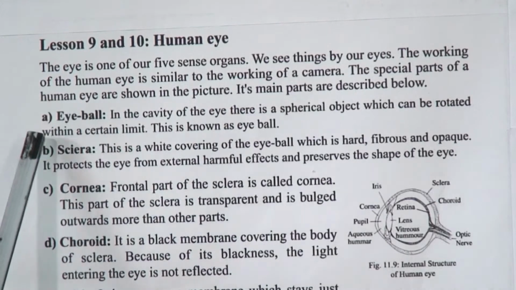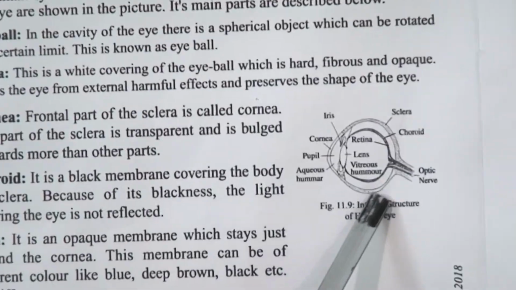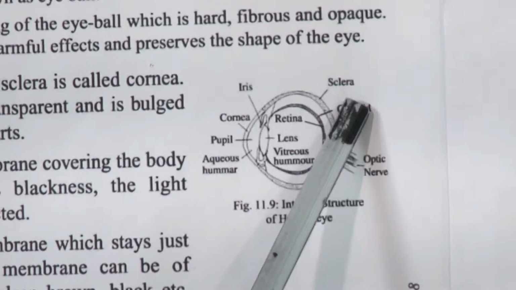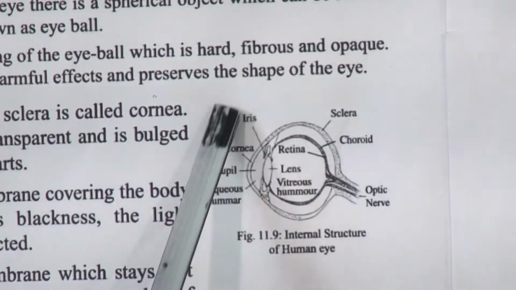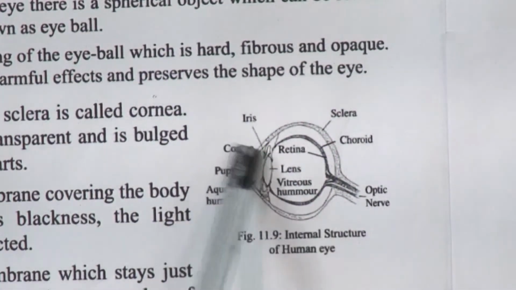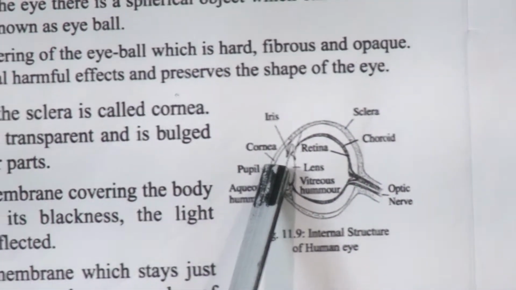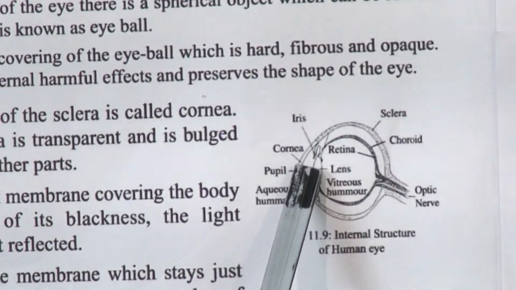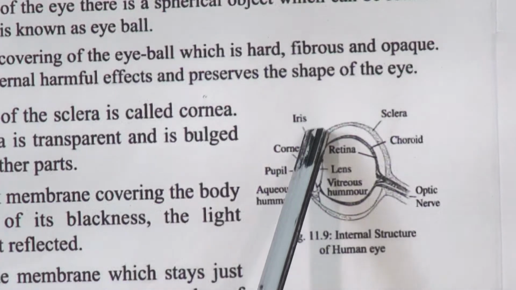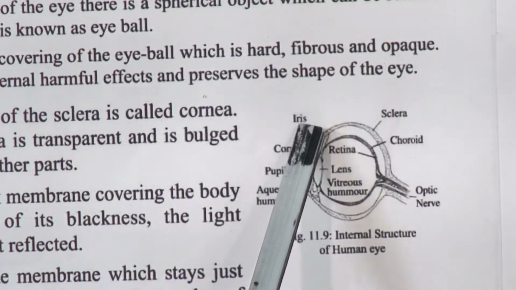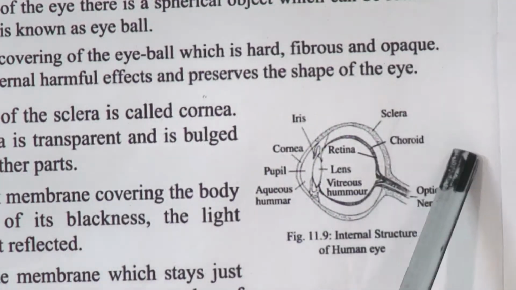Dear students, we have discussed our eye. This is the picture of the eye when you read in class 6. You get it in sensory organs. And look, this is the picture of the internal structure of the eye. This is the outer part. This part is called pupil and this part is called cornea, and this colored portion is called iris. And the white tough outer layer is called sclera, and inside it is the choroid.